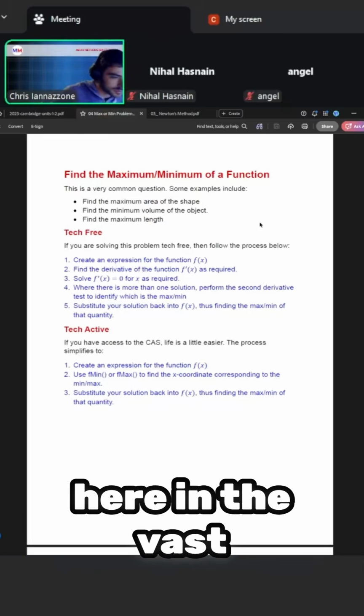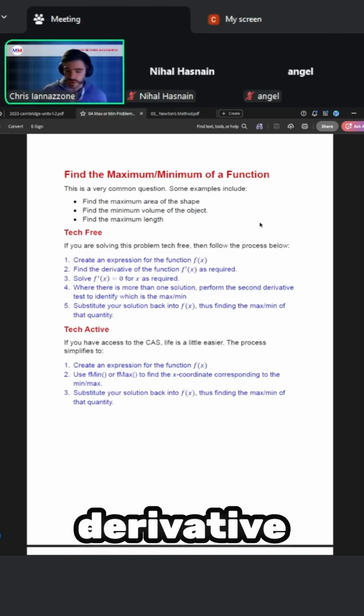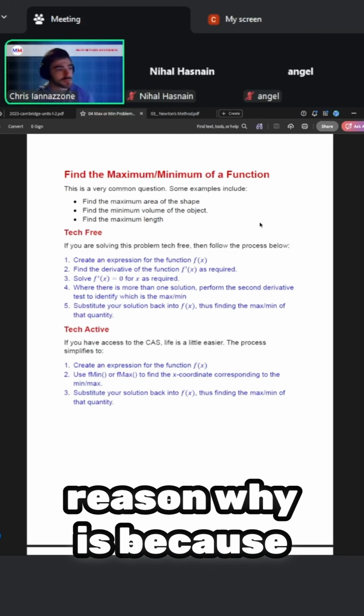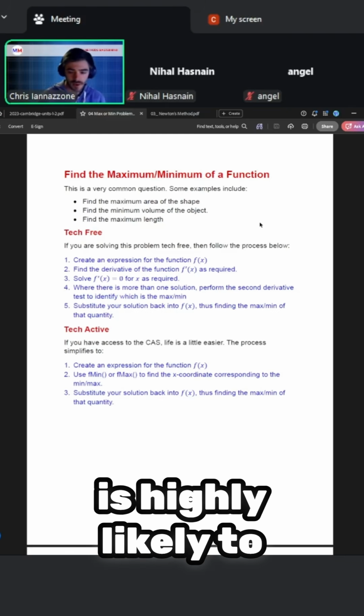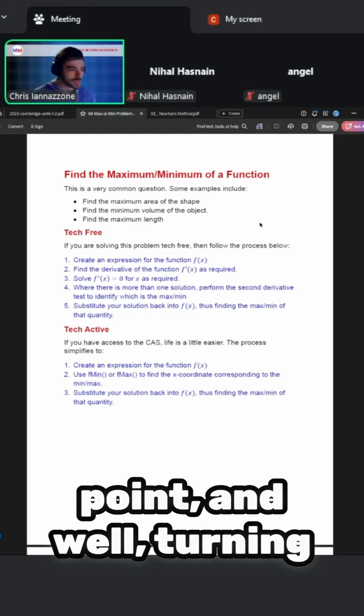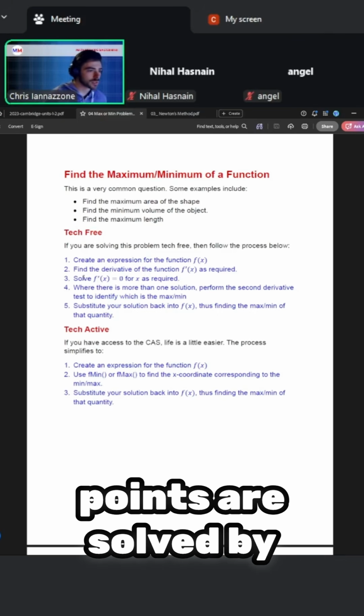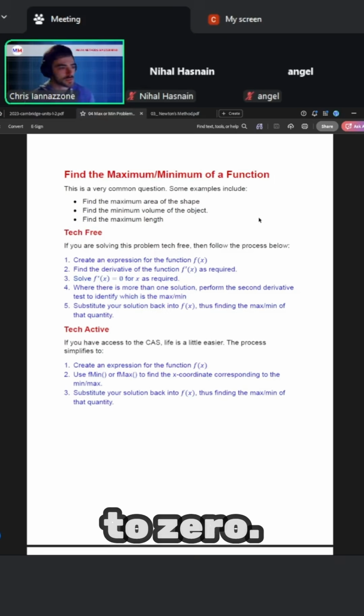All we're really doing here in the vast majority of cases is just solving for derivative equals 0. And the reason why is because the maximum or minimum of a function, when it comes to applications, is highly likely to occur at a turning point. And, well, turning points are solved by finding the derivative equal to 0.